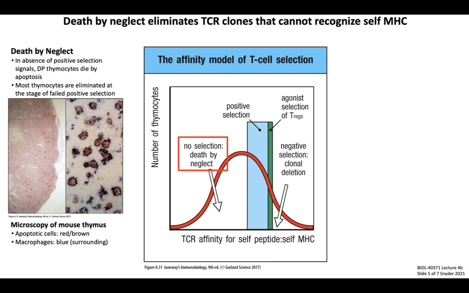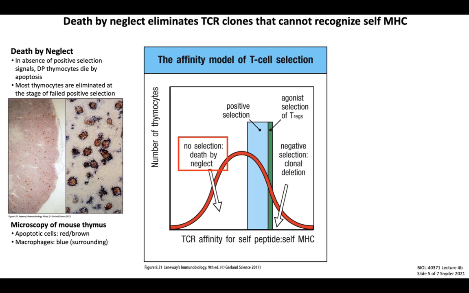Death by neglect refers to the process in which thymocytes with a non-functional TCR that can't recognize self-MHC do not receive survival signals in the thymus, and this leads to their non-inflammatory death by apoptosis. Again, this is a failure of the TCR to meet the first criterion of MHC restriction. The majority of thymocytes do not pass positive selection, and so they are eliminated through death by neglect.